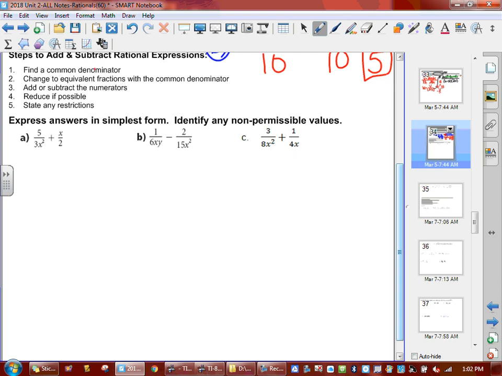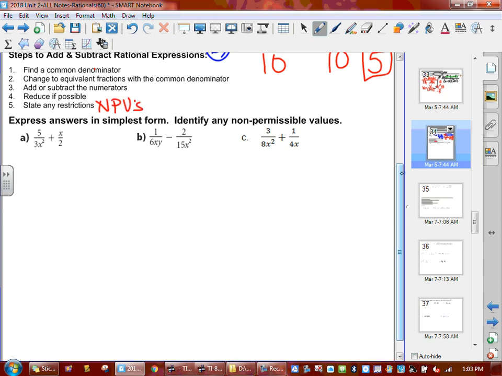Then we change to equivalent fractions with our common denominator. So we find out what makes the common denominator, and we multiply the top by what's missing. That's what step 2 is. We add or subtract the numbers, whatever the symbol in between is. We reduce if possible, and we always have to state the restrictions. The restrictions are the NPVs.